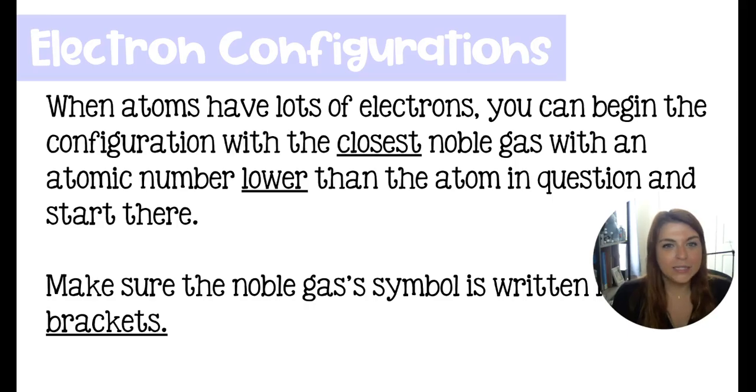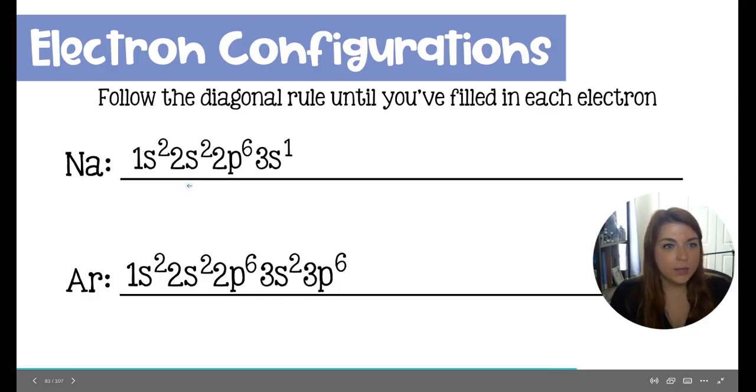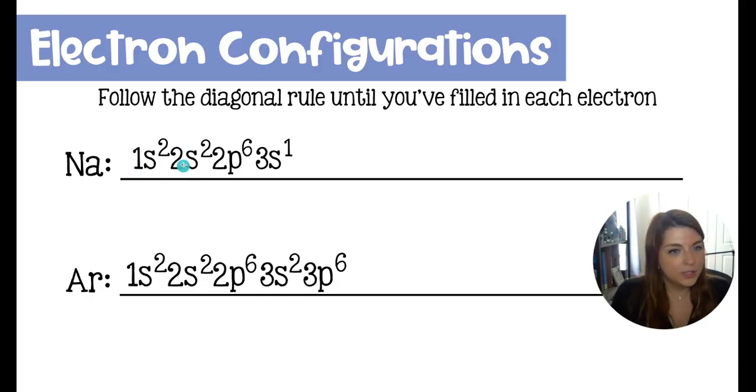When we have very big elements, this diagonal rule and writing the electron configuration can become crazy big. So a lot of the time what we'll do is we will pick the closest noble gas with a lower atomic number, and then we will write that element's symbol in brackets, and then just continue the electron configuration from there. For example, in the case of sodium, instead of writing 1s2, 2s2, 2p6, 3s1, we would write neon and put it in brackets because that is the closest noble gas with a lower atomic number than sodium. So we would put Ne in brackets and then 3s1, and that would be it.